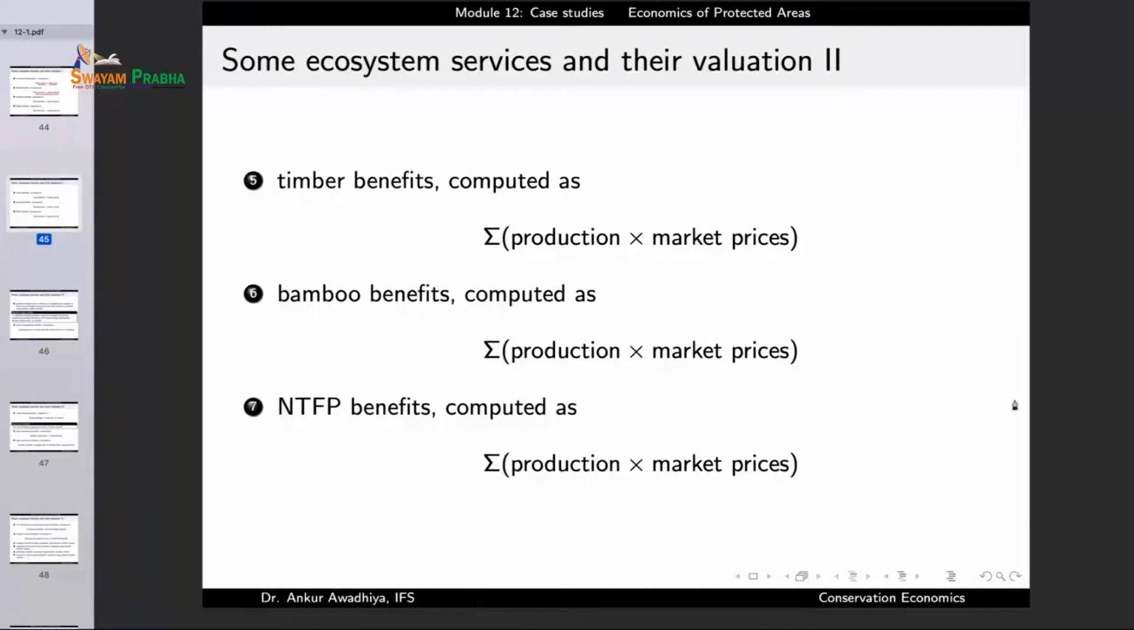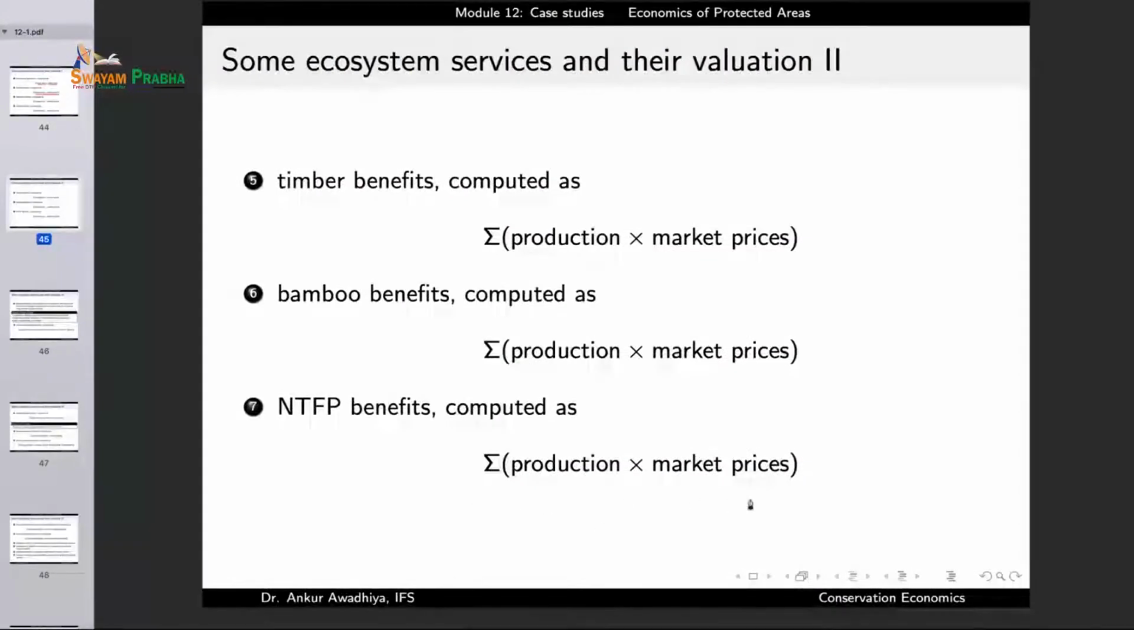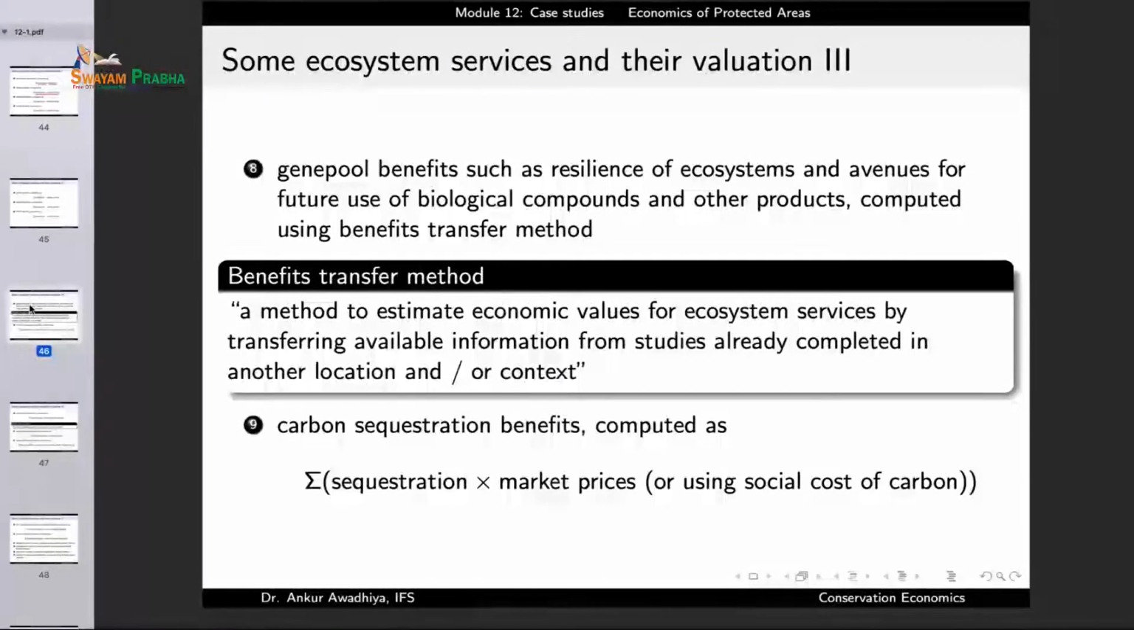Non-timber forest produce. Now this includes things such as honey, lac, medicinal plants, and so on. So in the case of non-timber forest produce, you also have a market for honey, you have a market for lac, you have a market for the medicinal plants that you get out of the forest. So here again, we can do production into market prices, the sum of all the NTFPs that you are getting in this area. Gene pool benefits, such as the resilience of ecosystems and avenues for future use of biological compounds or other products, computed using benefit transfer method.